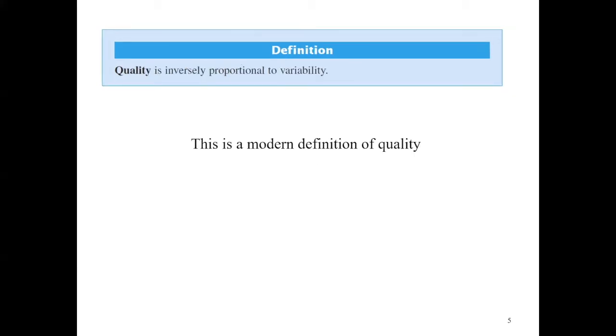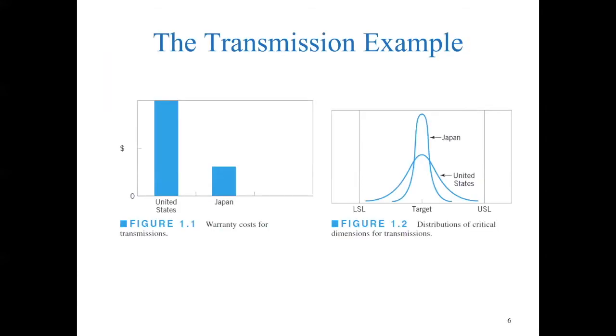However, the modern definition of quality has shifted to that quality is inversely proportional to variability. And this is something quantitative. So this is something that we can measure. And to illustrate the relationship between quality and variability, we can consider an example that is commonly used, where a certain part is being produced in two areas, in the United States and in Japan. And on the figure on the left, you can see the claims of warranty.